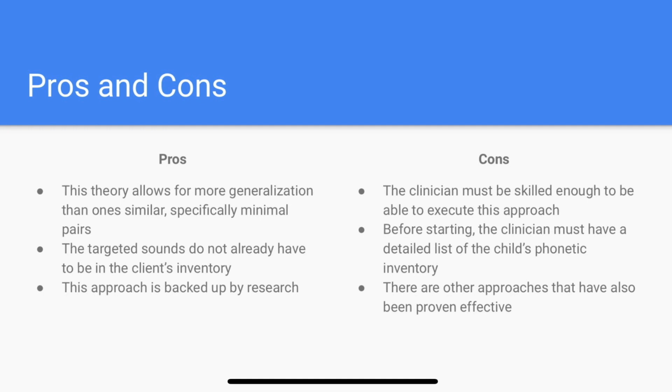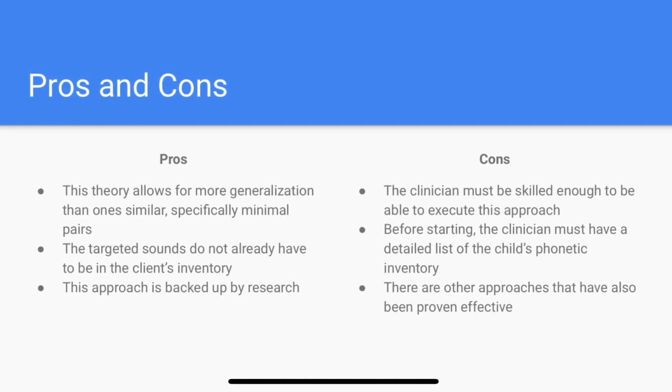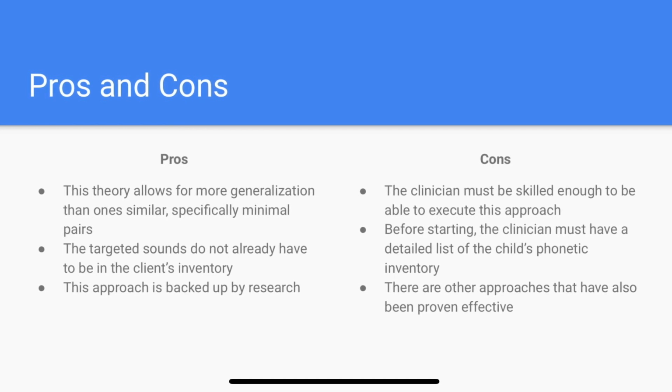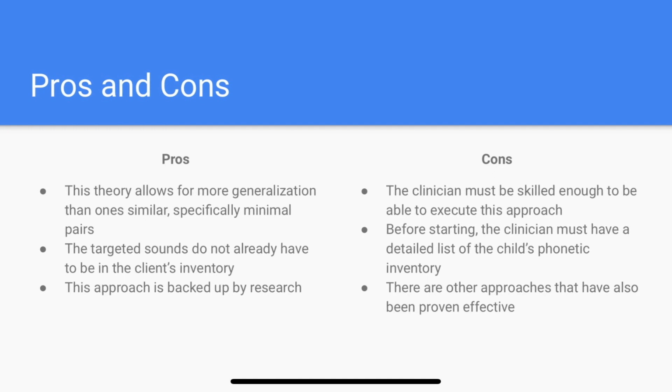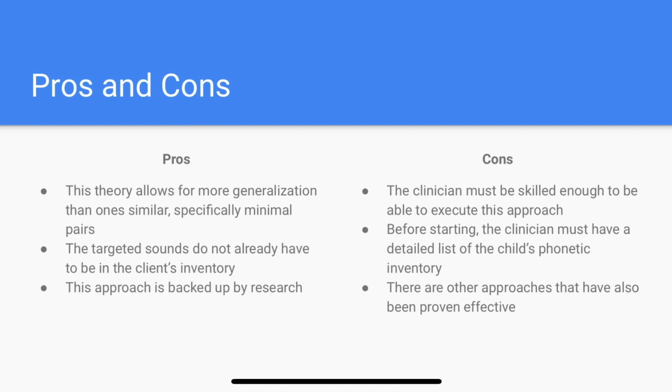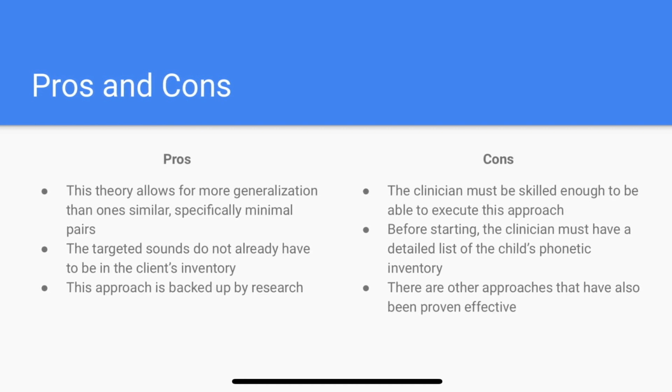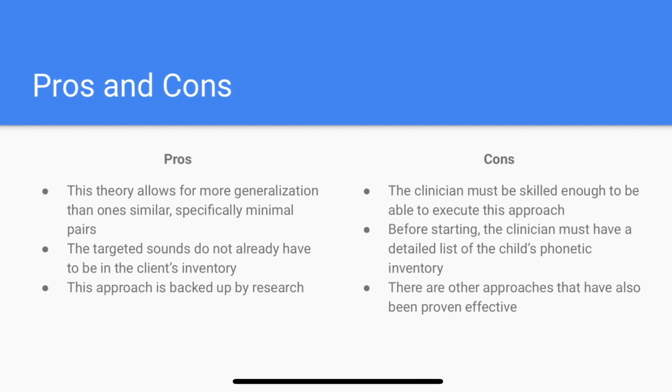Pros and cons. Pros. This theory allows for more generalization than one similar approach, specifically minimal pairs. The target sounds do not already have to be in the client's inventory, and this approach is backed by research. Cons. The clinician must be skilled enough to be able to execute this approach. Before starting, the clinician must have a detailed list of the child's phonetic inventory, and there are other approaches that have also been proven effective.